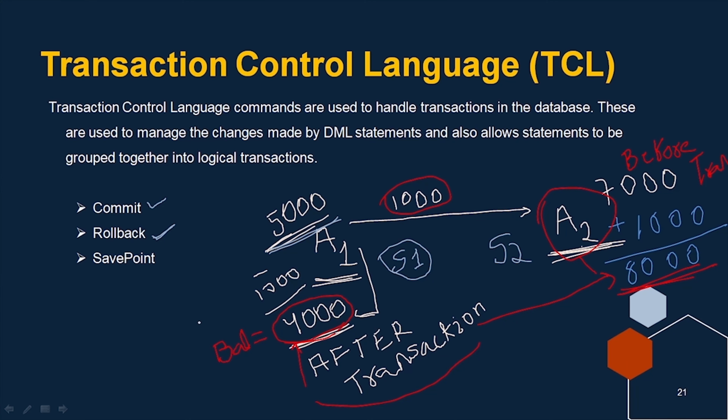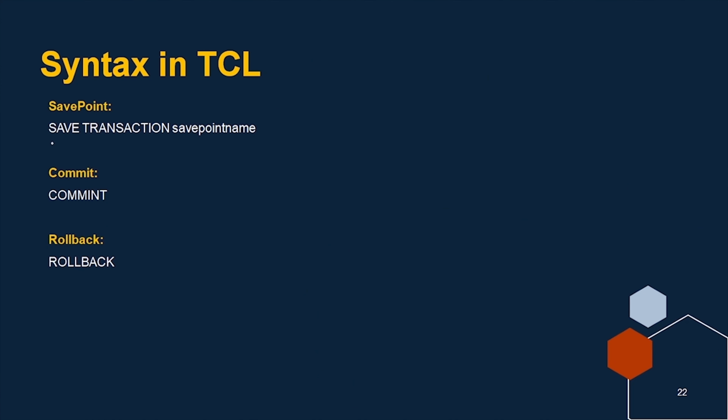Transaction Control Language is a set of special commands that deals with transactions within the database. Usually they are used to manage transactions within the database. TCL commands are also used for managing the consistency of the database. Now we'll move to our next slide to understand the syntax of TCL.